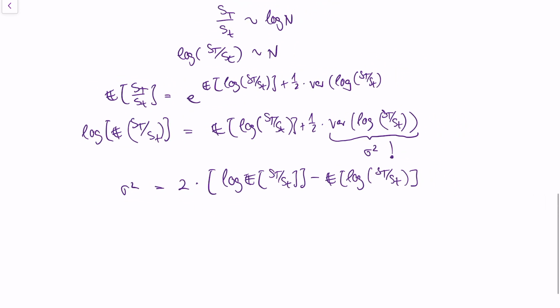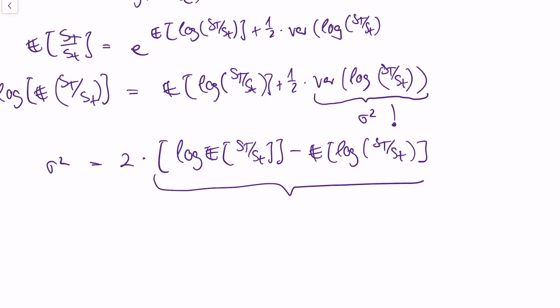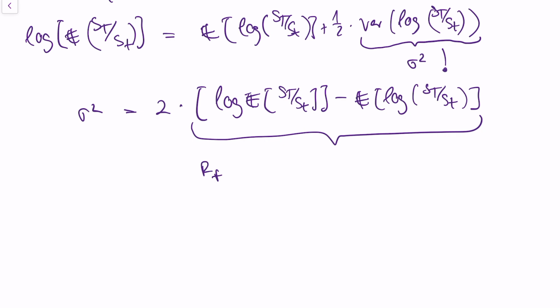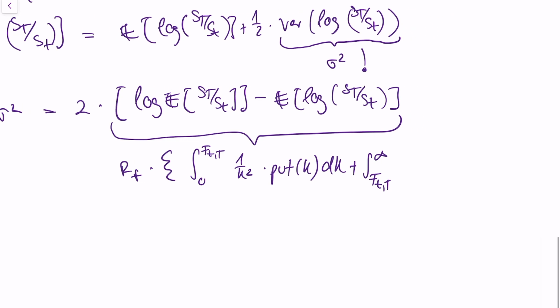And I'm not going to prove this to you, but you can show that this here is exactly equal to the risk-free rate times our integrals. So the integral from 0 to the forward price, 1 divided by k squared, times the put price at k dk, plus the integral from the forward price to infinity, 1 divided by k squared, times the call price at k dk.